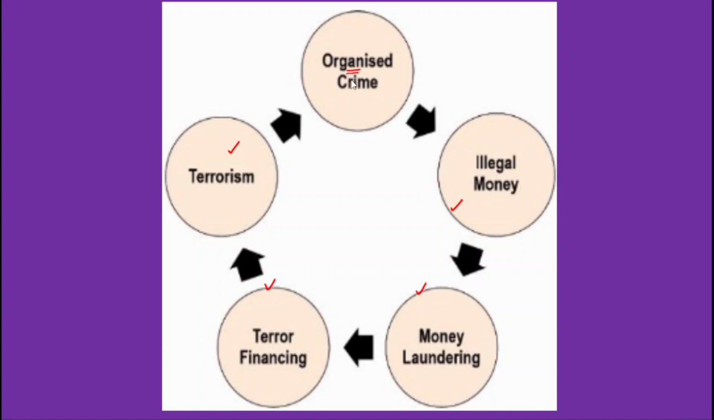The organized crimes usually raise money in an illegal manner, and this illegal money will be used for financing terror activities, and the money will be converted into white money through money laundering. The money which is sent through money laundering will be used for terror financing and other terrorist related activities. Okay, so you can draw such a flow diagram in your answer.